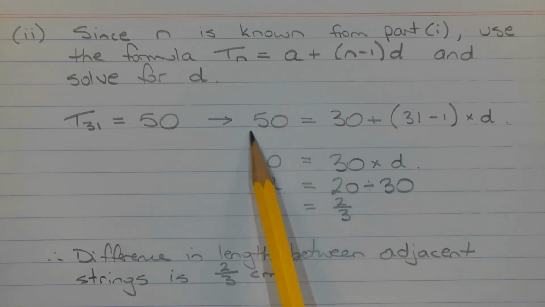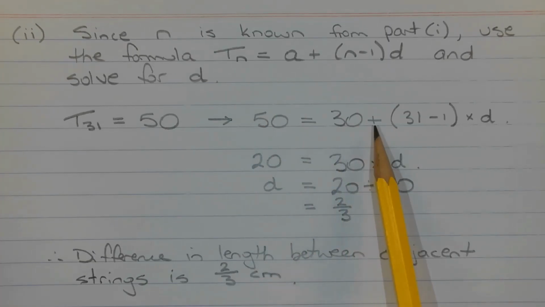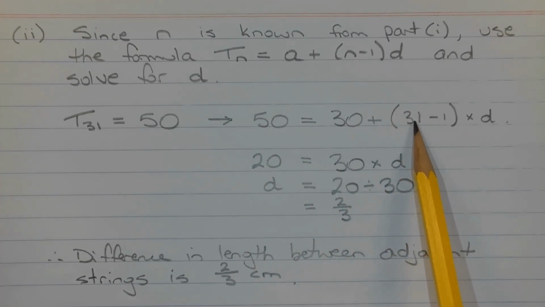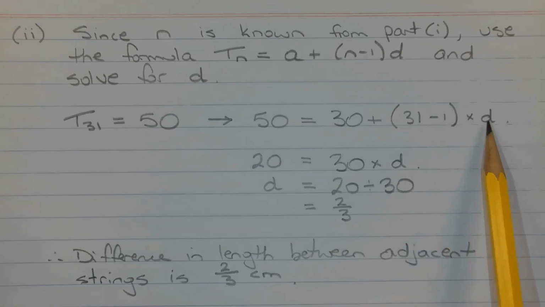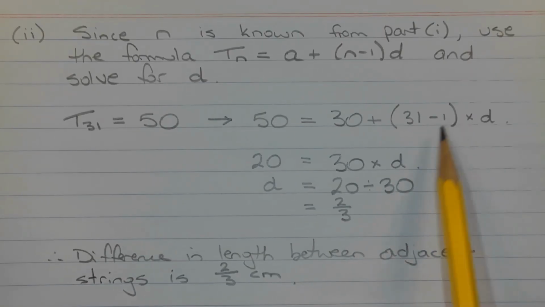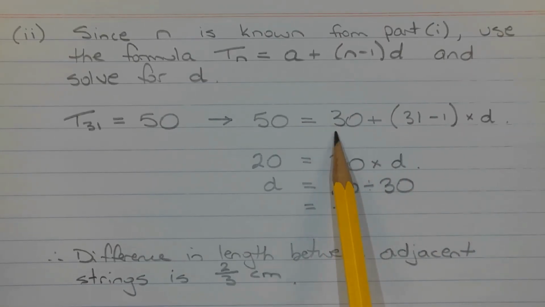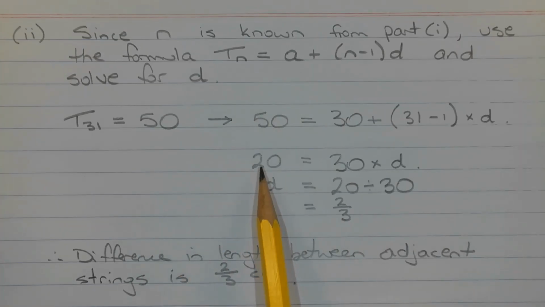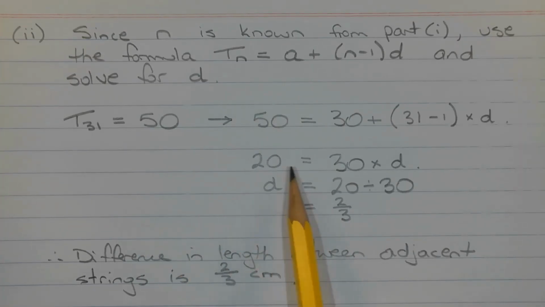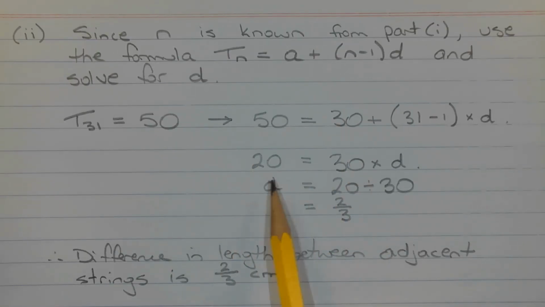So the equation becomes 50 is equal to 30 plus (31 minus 1) times d. Now 31 minus 1 is 30 and we can subtract this 30 from the 50. So we can simplify the equation. We get 20 is equal to 30 times d. Dividing both sides of the equation by 30 to isolate d, we get d is equal to 20 divided by 30, which simplifies to 2 over 3. Therefore, the difference in length between adjacent strings is 2/3 of a centimeter.